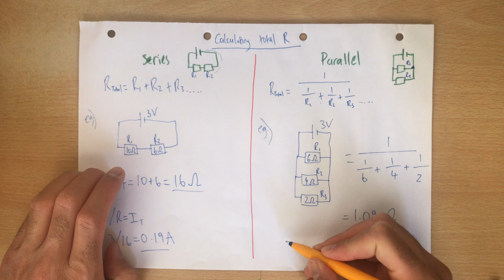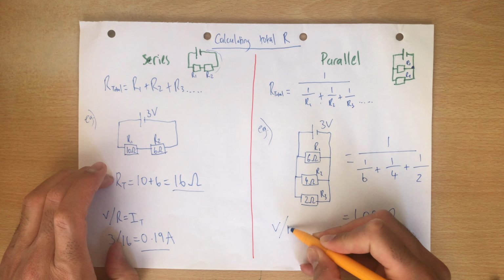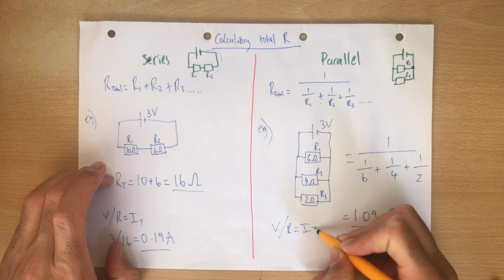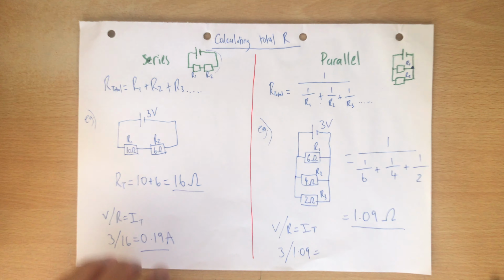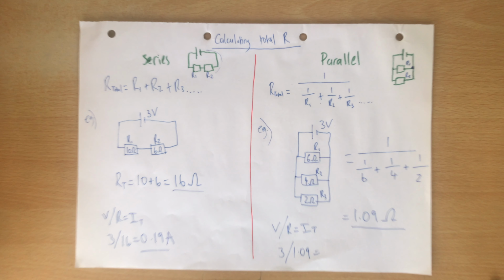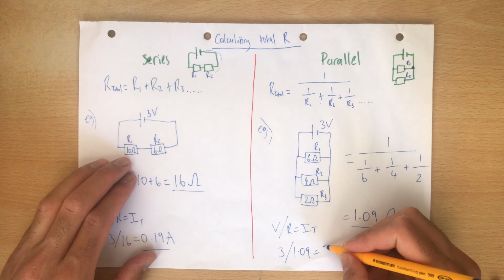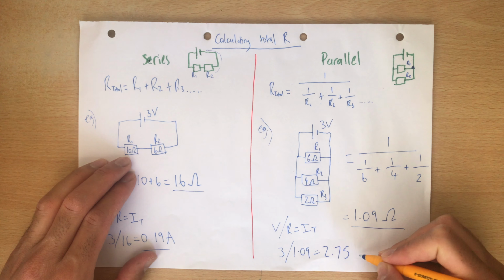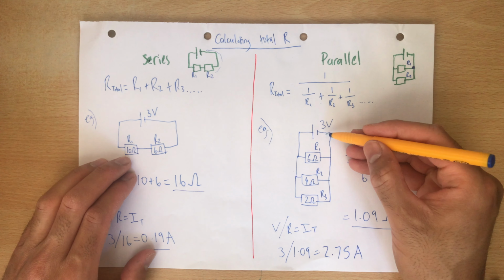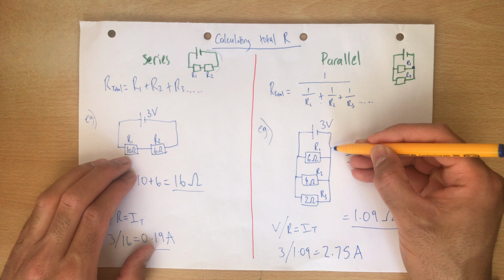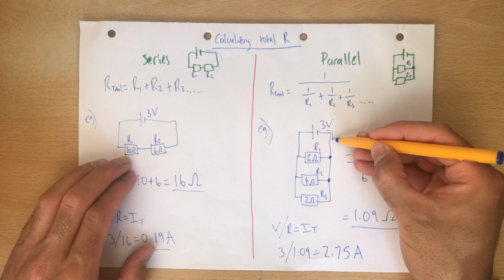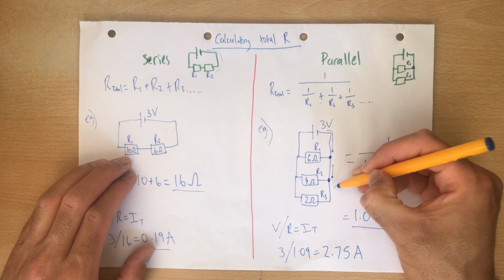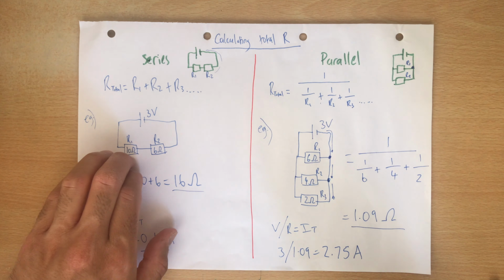And in this case over here, it's exactly the same, V over R, which is going to be equal to IT. So in our case, it's 3 divided by 1.09, which is 2.75 amps. And of course, in this one, the current will split at this point over here, and then it will split again at this point because it's coming around and it's split basically going forward. Yeah, thank you.